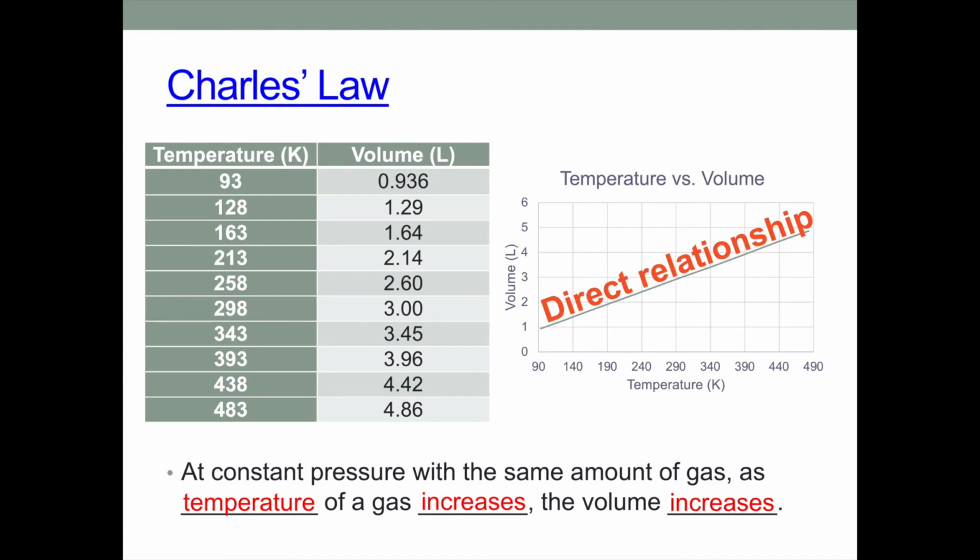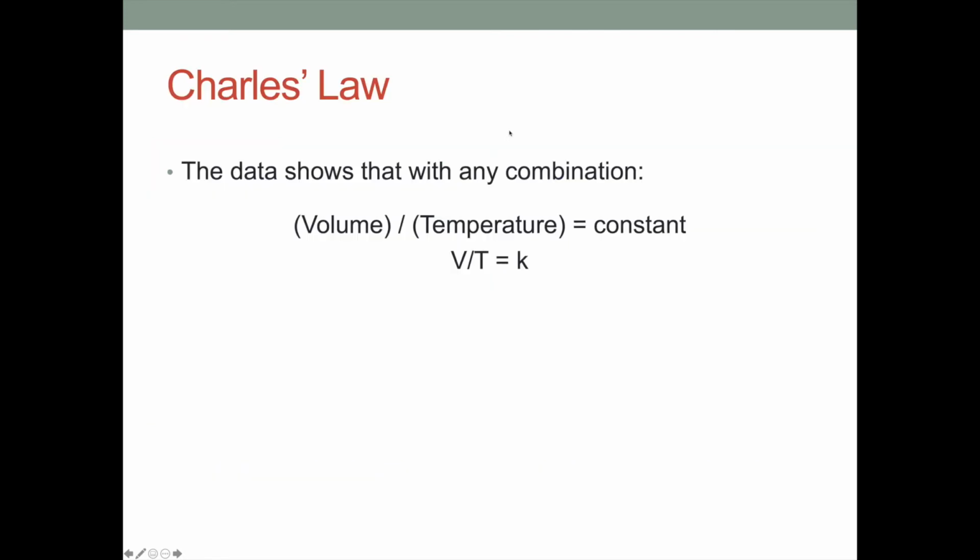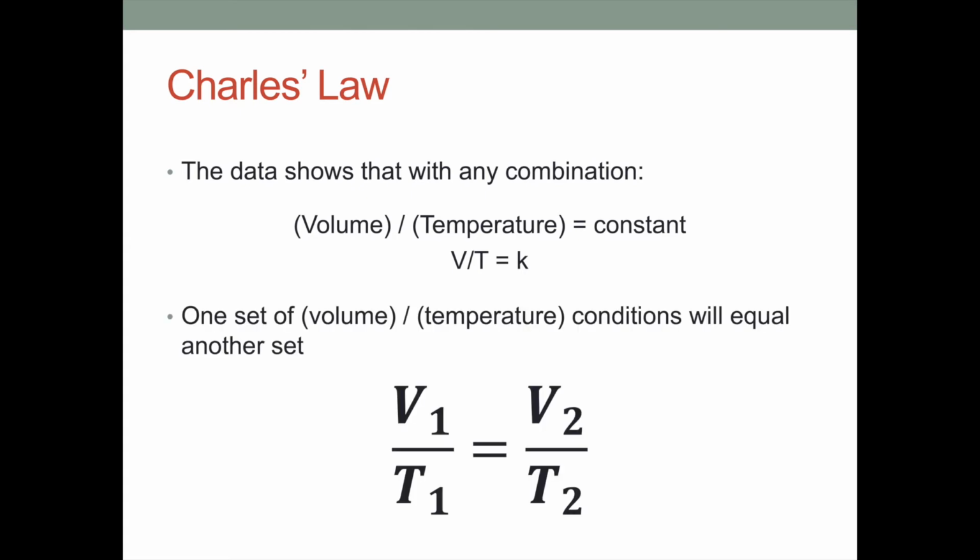Now, if we look at this and we try to multiply them together, they don't all give me the same number. But it does work if I use division instead. So the data shows that any combination of volume divided by temperature equals a constant. So now the sets equal to each other are V1 over T1 equals V2 over T2. You see, this is one of the examples where temperature is in the denominator, so I need to use Kelvin because I can't divide by 0.